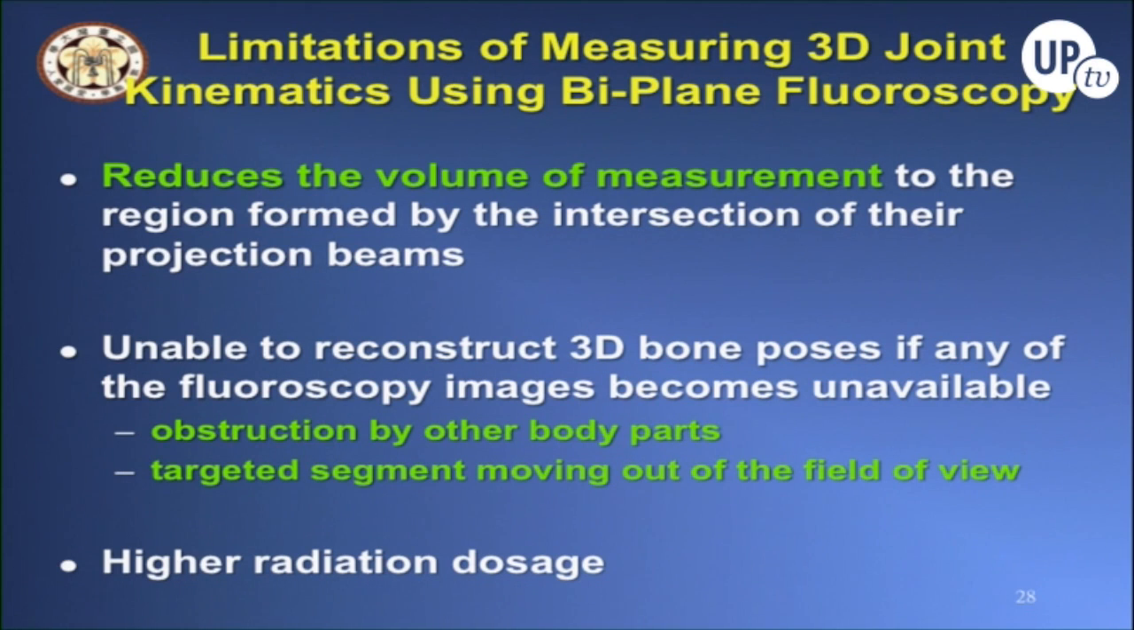It is unable to reconstruct 3D bone poses if any of the fluoroscopy images becomes unavailable, such as due to obstruction by other body parts, or the target segment moving out of view. And also, because you've got two radiation sources, the radiation dosage is higher than when you use only a single fluoroscopy source.